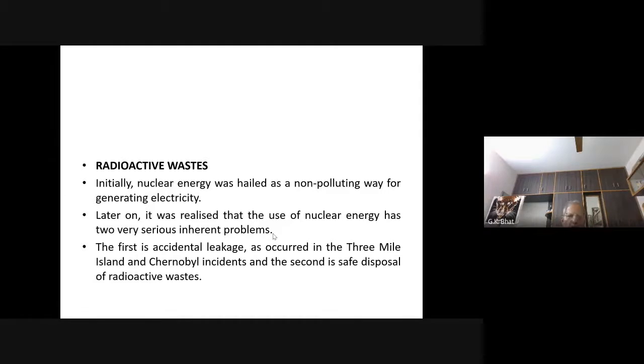So, coming back to radioactive waste, the first is accidental leakage, as occurred in the Three Mile Island and Chernobyl incidents, and the second is safe disposal of radioactive waste. One, preventing accidental leakage. Two, safe disposal of radioactive waste. Where do you put them?